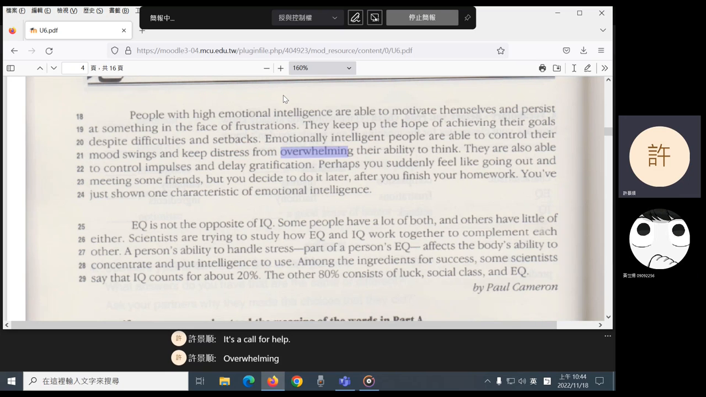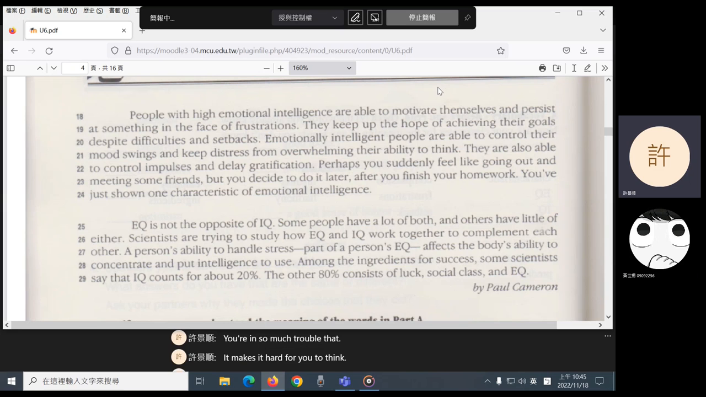Overwhelming, or the verb to overwhelm, means that something is so big, so powerful, that it stops you from doing something. So here it is, distress overwhelms your ability to think. You're in so much trouble that it makes it hard for you to think.